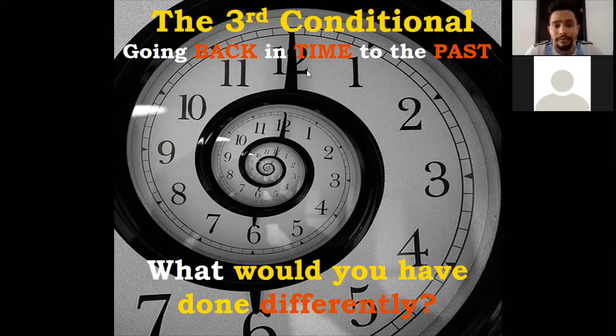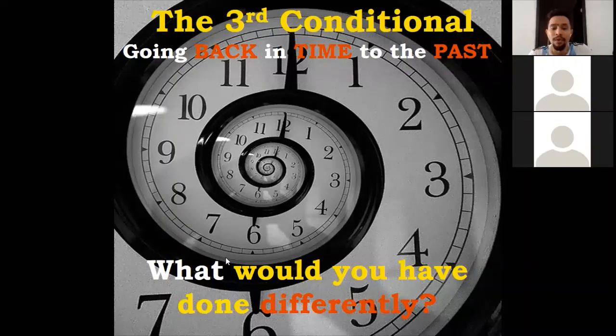Or I should have done this, right? But I didn't do it. So that's what conditional type 3 is normally used for. And well, we have a question down below. It says, like, if you think about your life, what would you have done differently? Now, this is a good question, right? What would you have done differently?